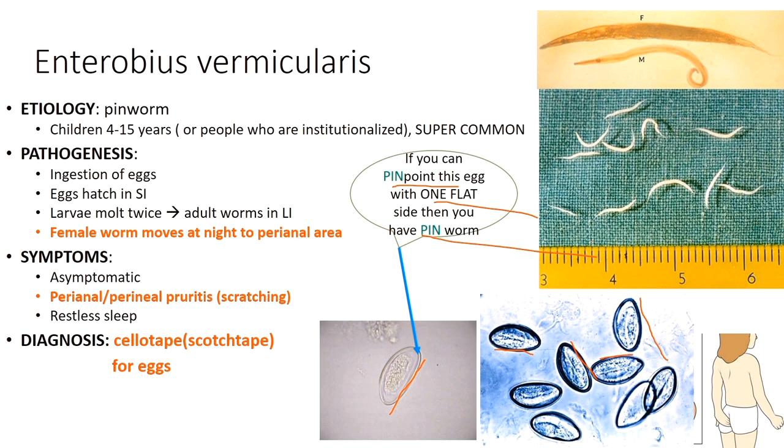So here. And this is the little girl that's scratching her butt. So they might not say that they're itching their butt, actually. They might just say that they have restless sleep, though. This might be something you want to do for further investigation. You ask them if they're itching their butt or something like that, okay? All right, cestodes. We're almost getting to the end here.